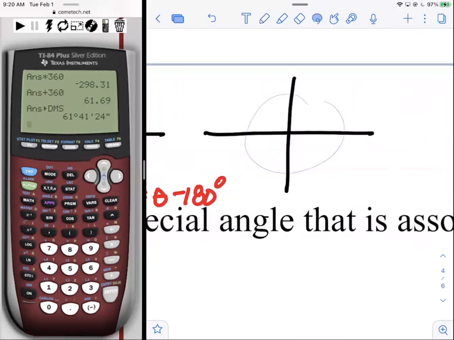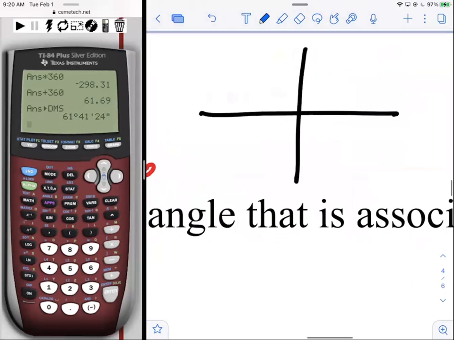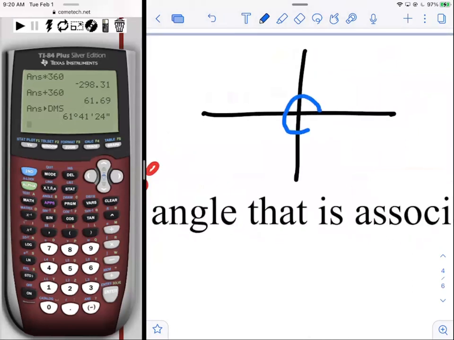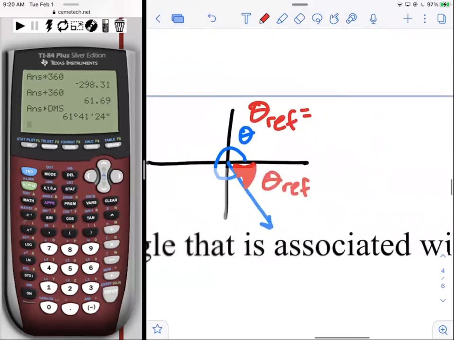Quadrant 4, if it goes into quadrant 4, let's draw that. And again, I'm just kind of drawing a random, like almost on a 45 degrees. There's theta. And what's the reference angle? This is the reference angle right here. And how do we find the reference angle now? Is it the same as theta? No.